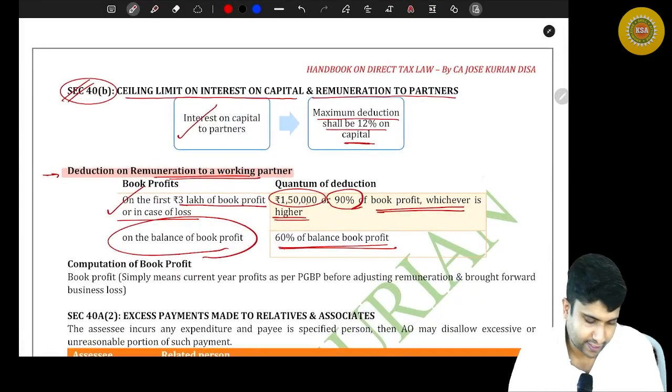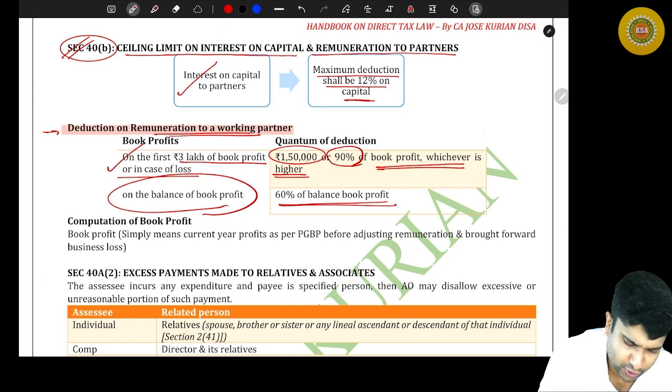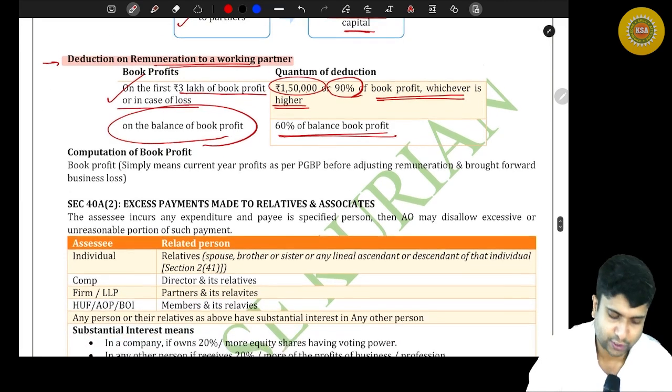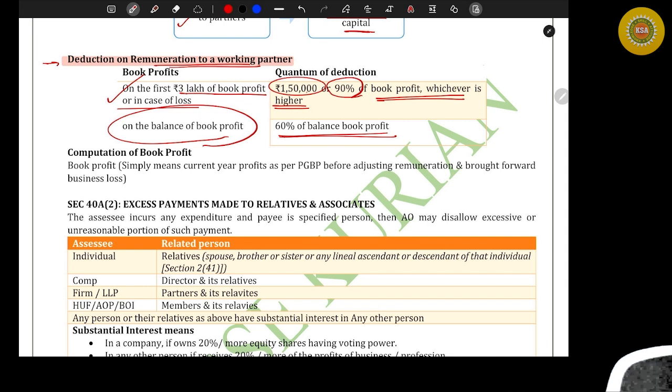Now, friends, there is one interesting thing, that is, what is book profit? Let's understand what is book profit. So book profit, very simple. Can you read the definition for book profit? Book profit simply means current year profits as per PGBP before adjusting remuneration and brought forward business loss.